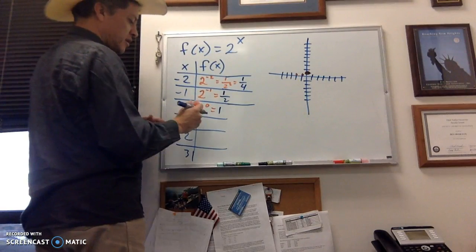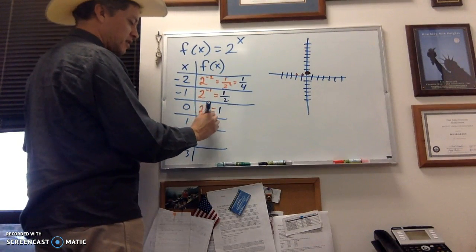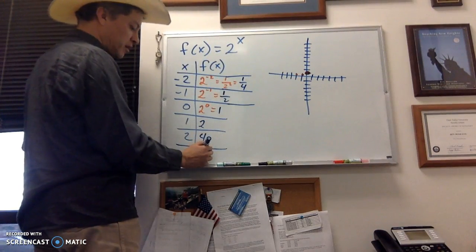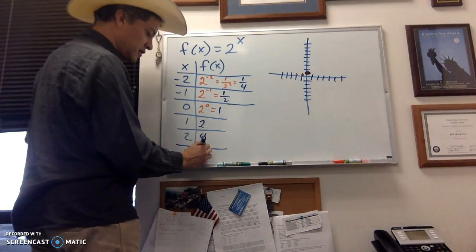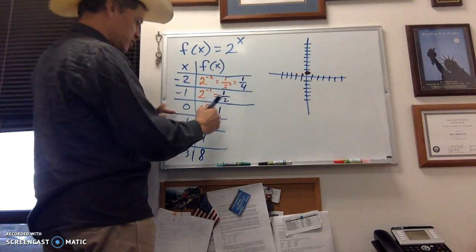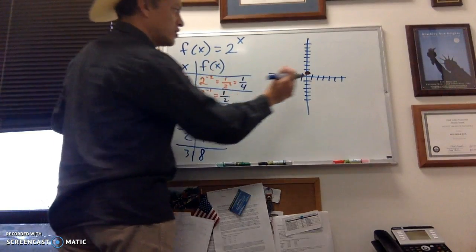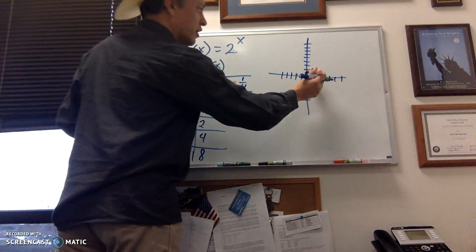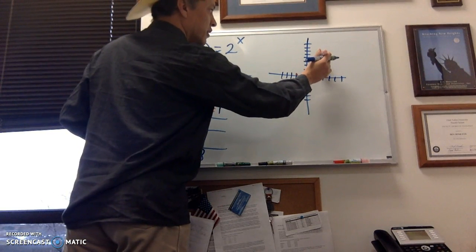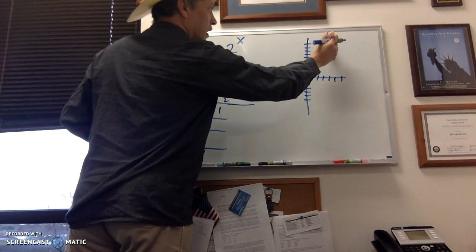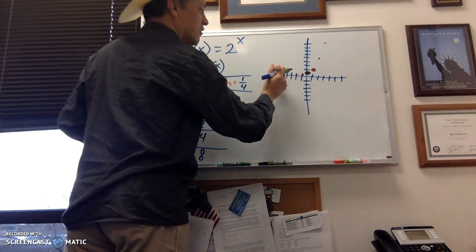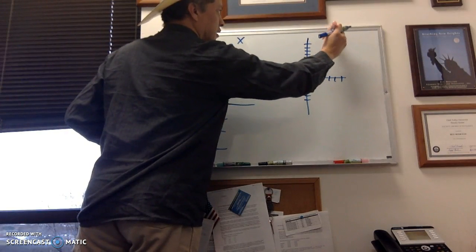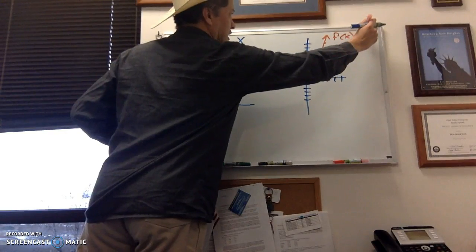Now 2 to the first power, hopefully you understand what's happening there. That's 2. And 2 squared is 4. 2 to the cubed power is not 6, it's 8. So let me plot those points. When x is 1, y is 2. I'll make that a bigger dot for a reason. And when x is 2, y is 4. So I'm up here. And when x is 3, y is 8. So as you can see, this thing's really starting to take off. So that's the graph right there that you're looking at. F of x equals 2 to the x.